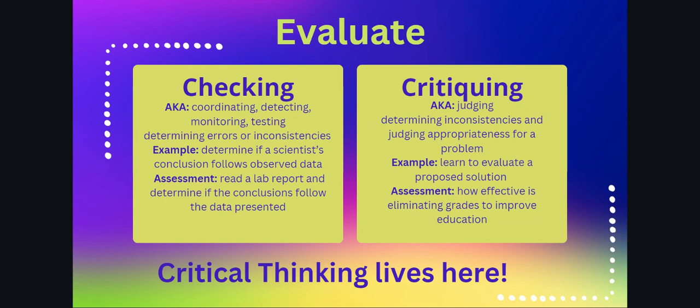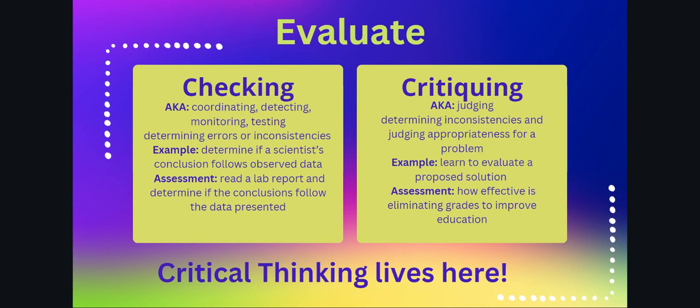A student may be asked to determine if a scientist's conclusion follows their data, and may be assessed by having a student read a lab report and then determine if the conclusions are supported by the experimental data. Critiquing, also known as judging, is when a learner can not only see the inconsistency or errors in the procedure or product, but can then judge the effectiveness of the product or offer some other solution.